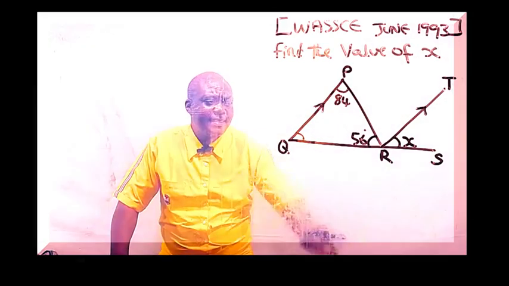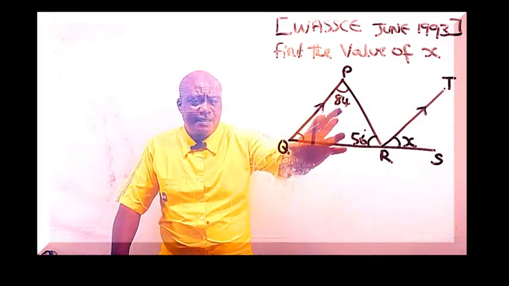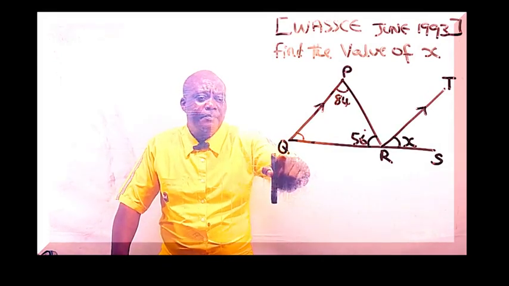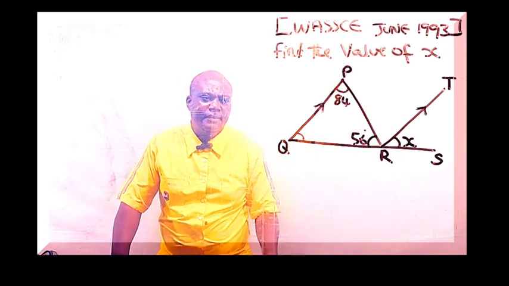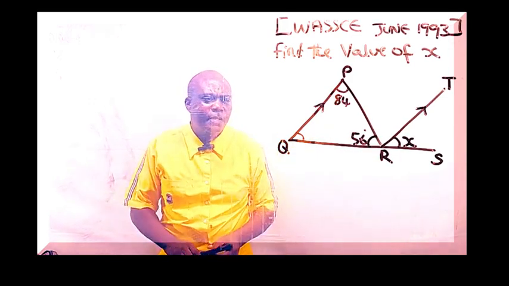What could be the value of x here for this triangle? Remember that line QP and line RS are parallel. So I'm going to use it to solve this problem.